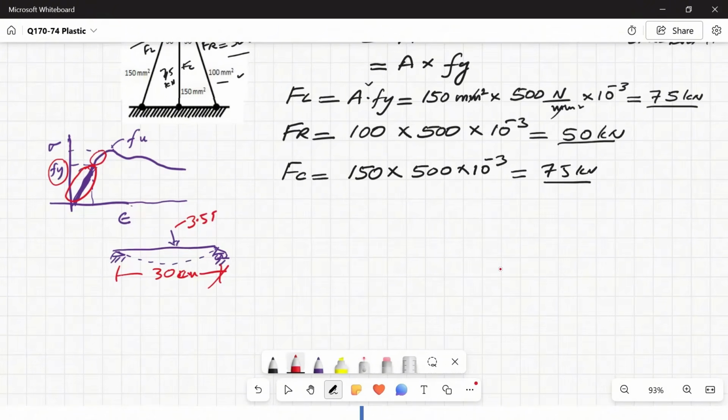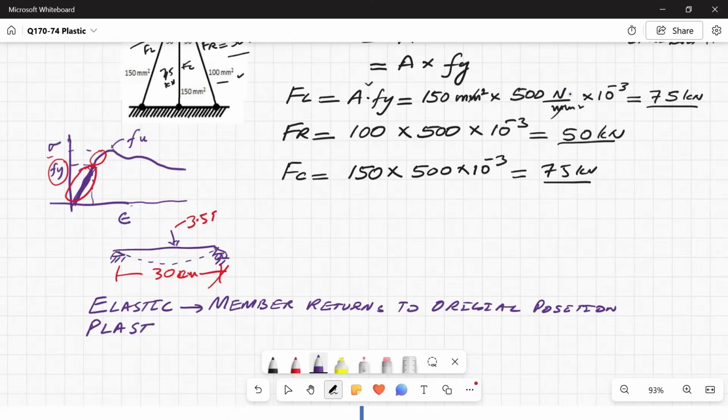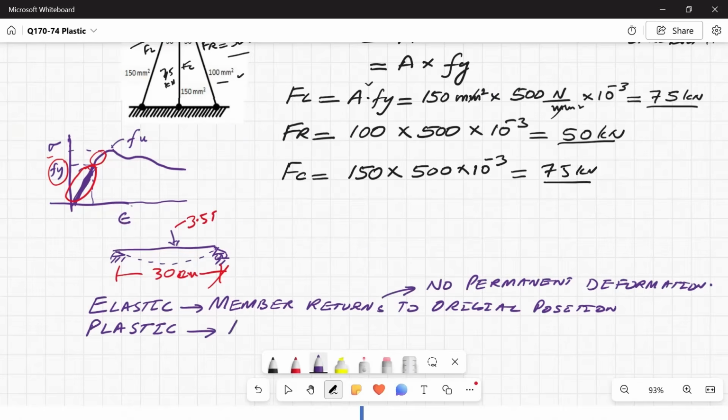So anything beyond Fy, see that the load deflection curve or stress-strain curve is turning nonlinear. So I can say that in elastic analysis, the member or element returns to its original position, and there is no permanent deformation. In plastic analysis, on the other hand, there will be permanent deformation.